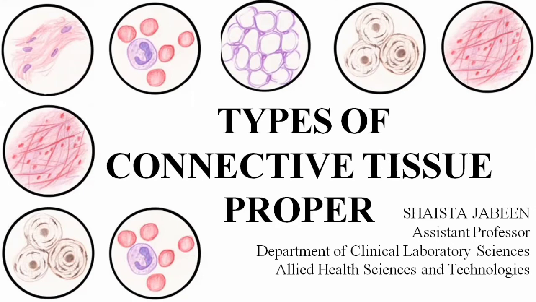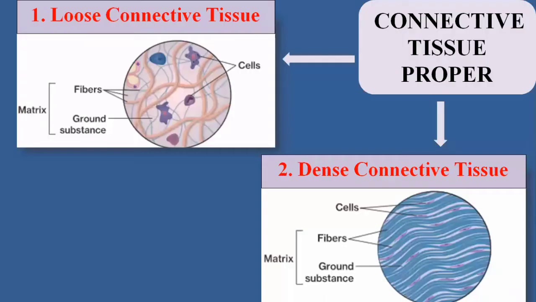This video is about the types of connective tissue proper. Connective tissue proper is one of the types of connective tissue. Their main function is to provide strength, stability, protection, and insulation to different parts of the body. Collectively, connective tissue proper is divided into two types: loose connective tissue and dense connective tissue.